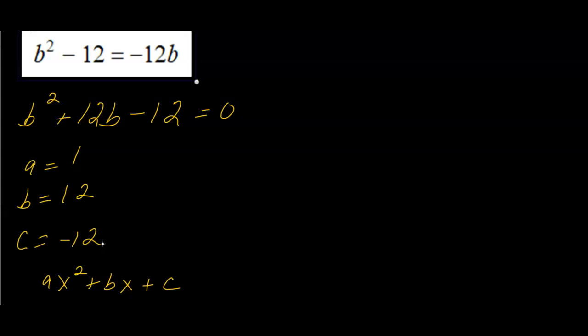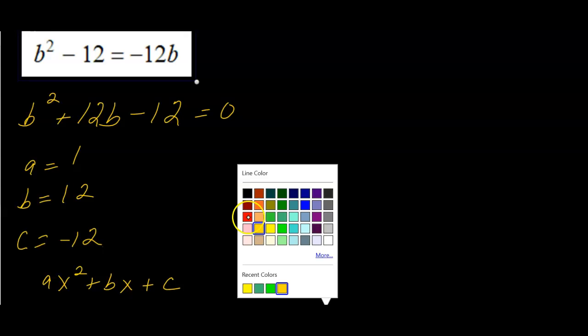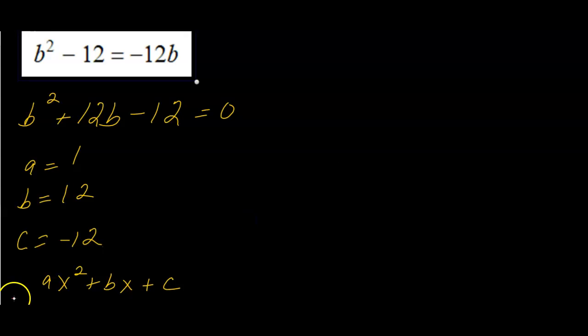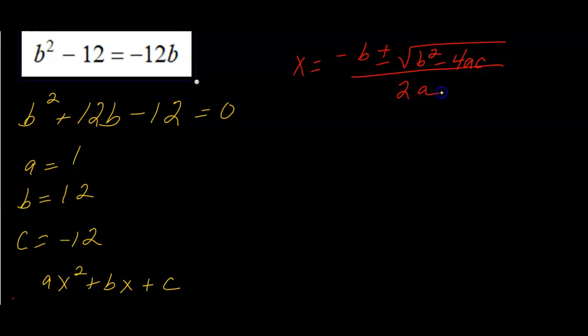And then you just plug that into your quadratic formula. It's always helpful to write the formula down first. x equals -b plus or minus the square root of b squared minus 4ac, all over 2a. And then we just plug our values in.